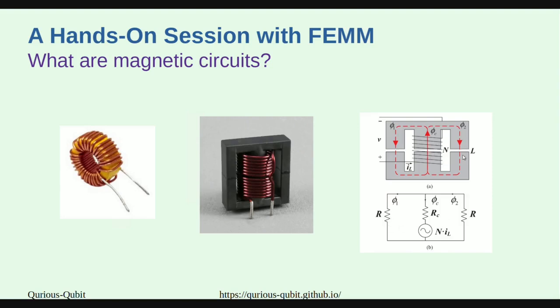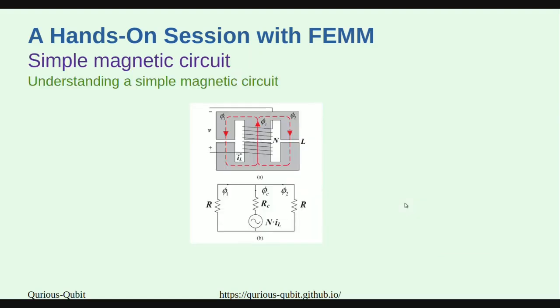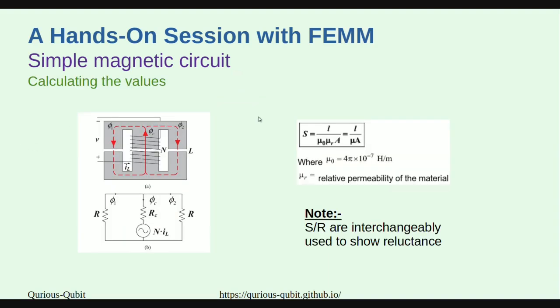There is some reluctance here, here, and here, so there are three. The phi is the flux, which is equivalent to current. So this is a simple magnetic circuit, and I am taking this as an example. We already understood what this means. Here the calculations and all the values are done with these formulas. We calculate the reluctance and put it in. S and R are not different; they are used interchangeably everywhere, so they are both the same.